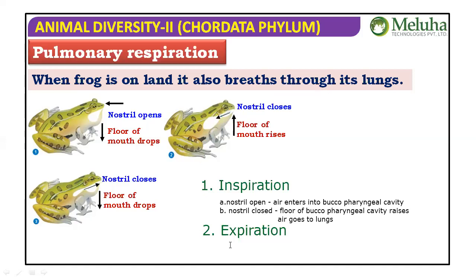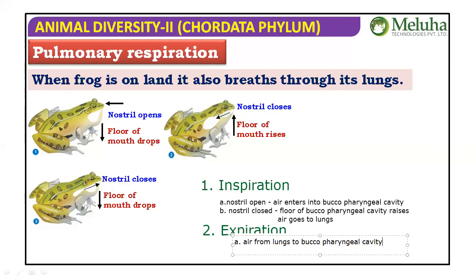So now let's say, first of all, what should happen? Air should come from the lungs to the buccopharyngeal cavity. Here we have to use the glottis also. The glottis is not used in the text here, that's why I'm not using it. That means glottis open, air from lungs to buccopharyngeal cavity.